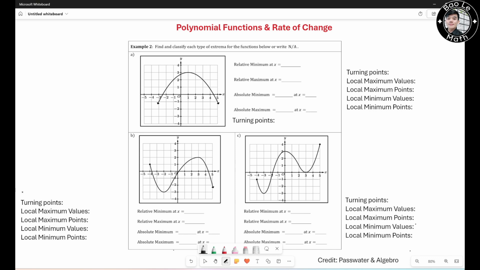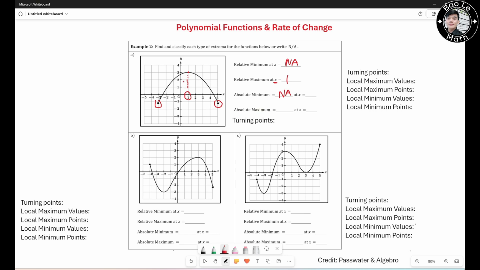Now let's move on to the next example. If we're given a graph right here, we need to find the relative minimum. So there is no relative minimum because the graph keeps going down forever on both sides. So this one should be none. Relative maximum right here, this is the highest point right here. So relative maximum at x equals 1, so we draw this one down, x equal to 1. Absolute minimum, there is no absolute minimum, right? So this one, none.